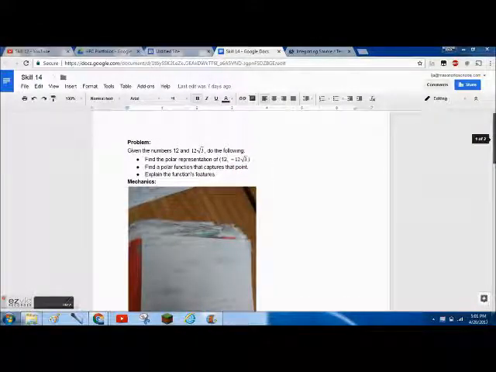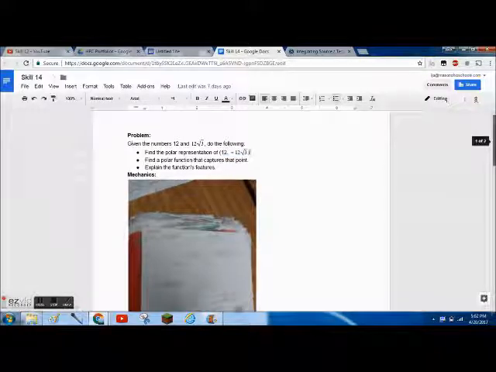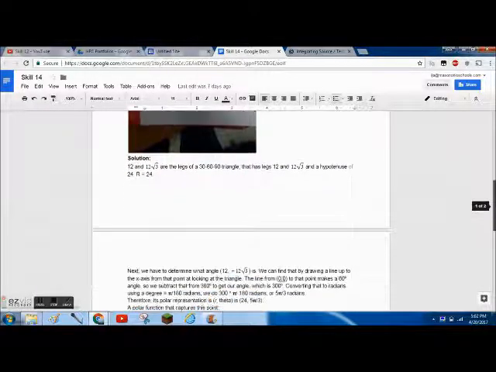Given the numbers 12 and negative 12 root 3, do the following. Find the polar representation of 12, negative 12 root 3 on the Cartesian plane, and basically convert it into the polar plane. Then, find a polar function that captured that point, and explain the function's features.